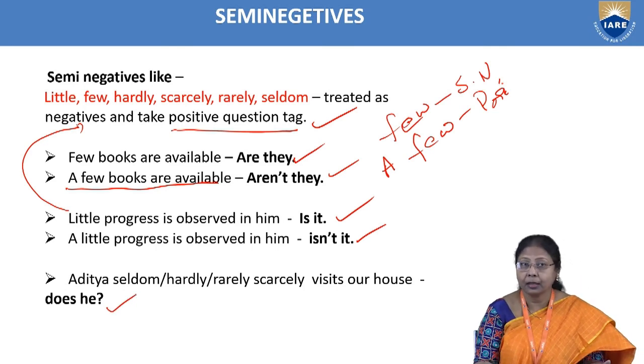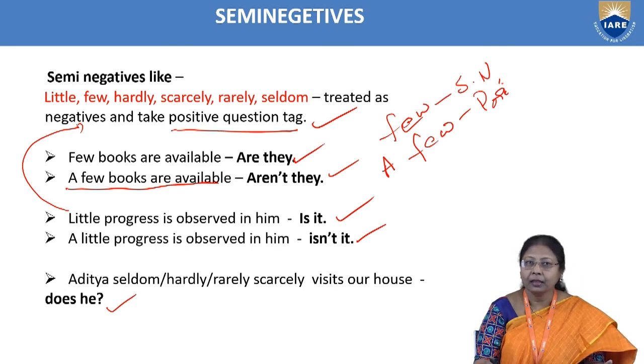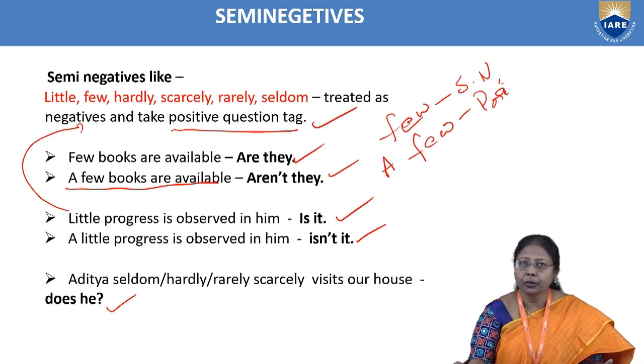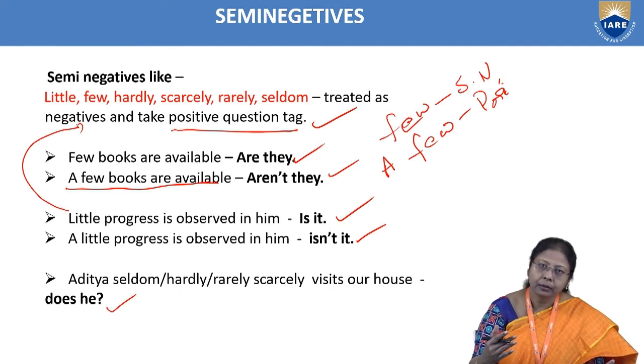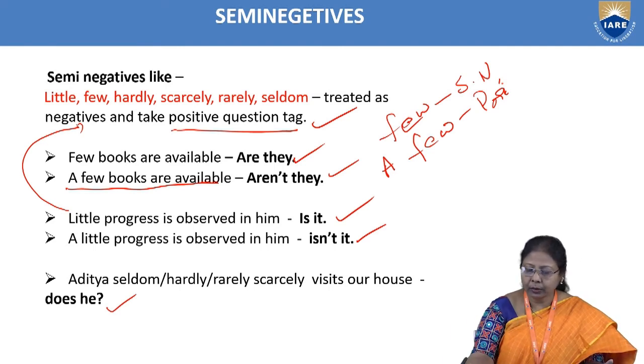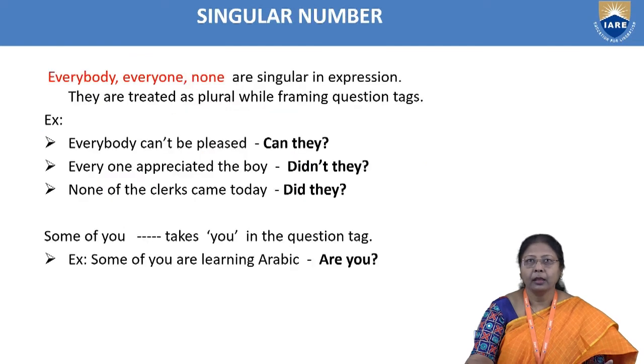That is, does he? Aditya seldom visits our house, does he? Aditya hardly visits our house, does he? Aditya rarely visits our house, does he? Is it clear? So semi-negatives are semi-negatives only, but considered as negatives. It takes a positive question tag.